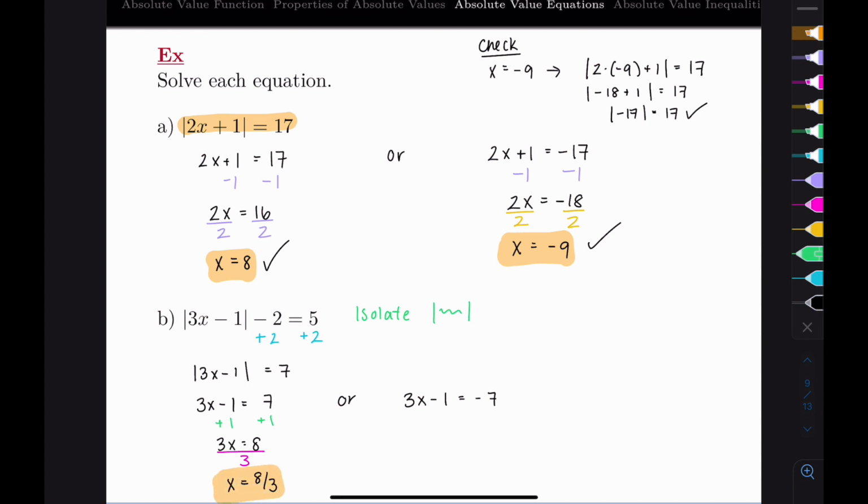Okay. Doing the same thing over here, we go ahead and add 1 to both sides. This gives us 3x equals negative 6. And then we divide both sides by 3, and that leads us to a second solution of x equals negative 2. Okay. And again, plugging these back in, definitely a good idea to check, but purely for time's sake, these two solutions work.